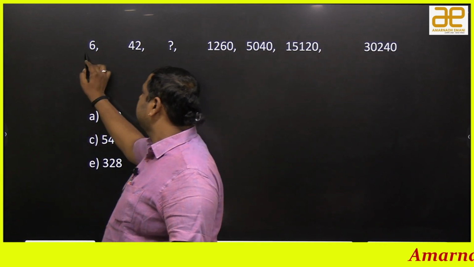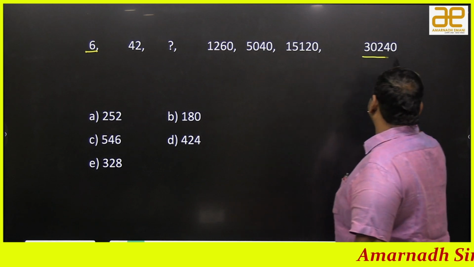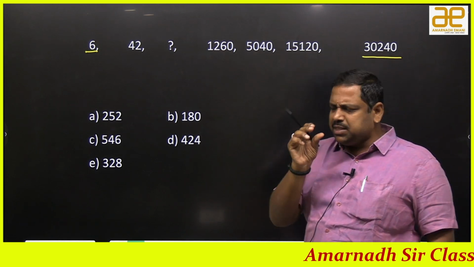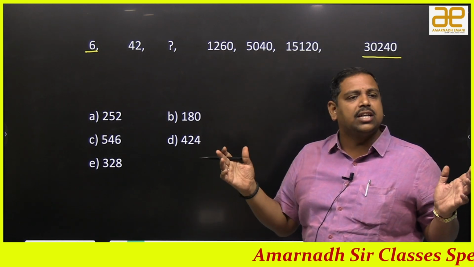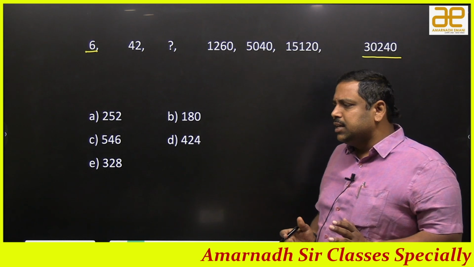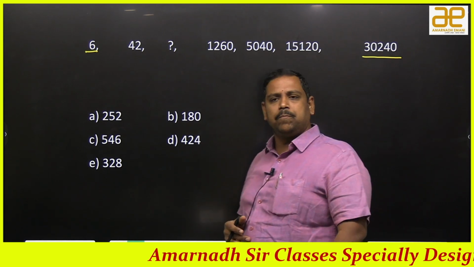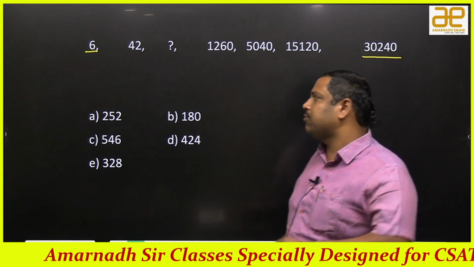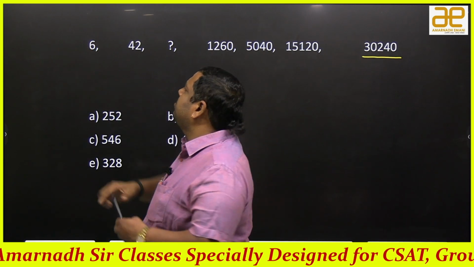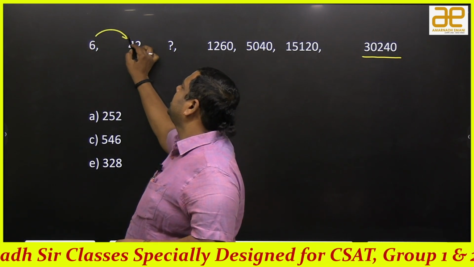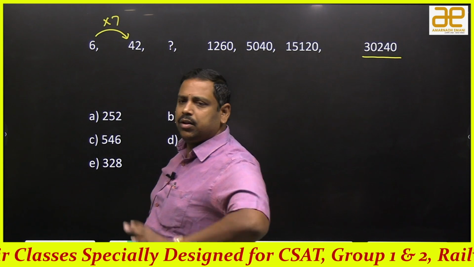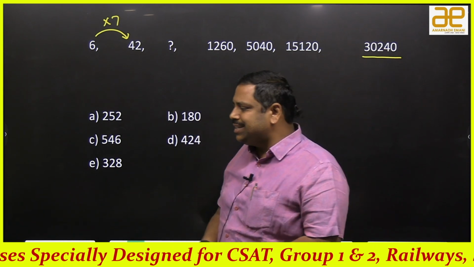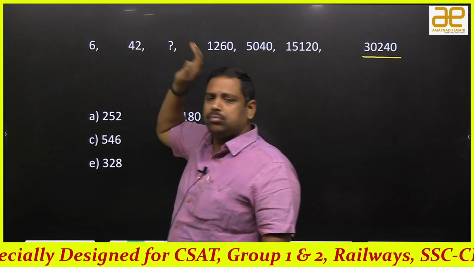So the first number is 6 and the last number is nearly 30,000. Means the gap is extremely large, so I have to think of multiplication or division. It is increasing, so I decided multiplication. Now listen carefully. Every student will start from here to here, it is 7 times. Am I right or wrong? You will start here. So my sincere suggestion for you is don't go here.